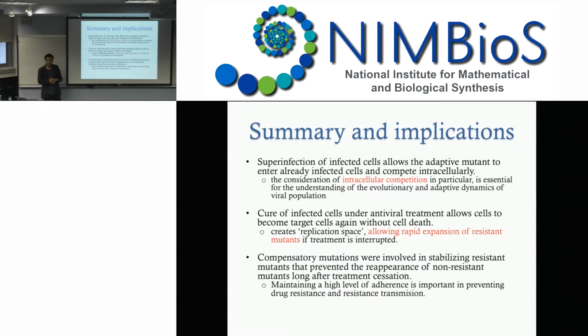We also found that cure of infected cells under this antiviral treatment allows cells to become target cells again. This has implications for preventing drug resistance, because cure of infected cells allows the treatment to be shorter and shorter. But at the same time, if you cure the cell, you open up a lot of replication space. So if you stop the treatment, the replication space can be occupied by the resistant mutant. We've also realized that compensatory mutations may play a role in stabilizing the resistant mutants, which we observe in the data set. All this points toward the idea that if we treat a patient, since the drug is very efficacious and doesn't take a long time to cure the patient, it's better to keep a high adherence. So you take the drug continuously until it is finished. Otherwise, resistance can be generated fairly quickly.